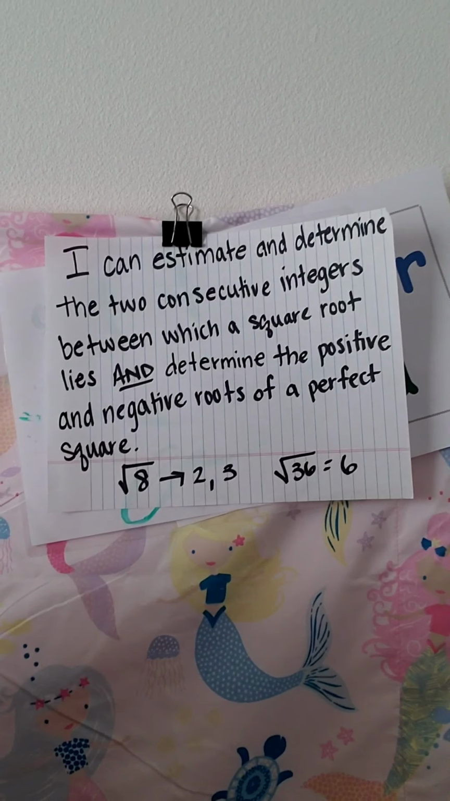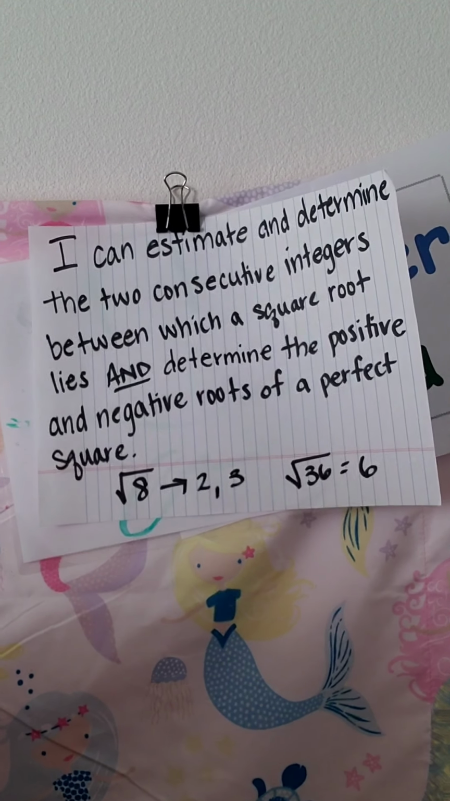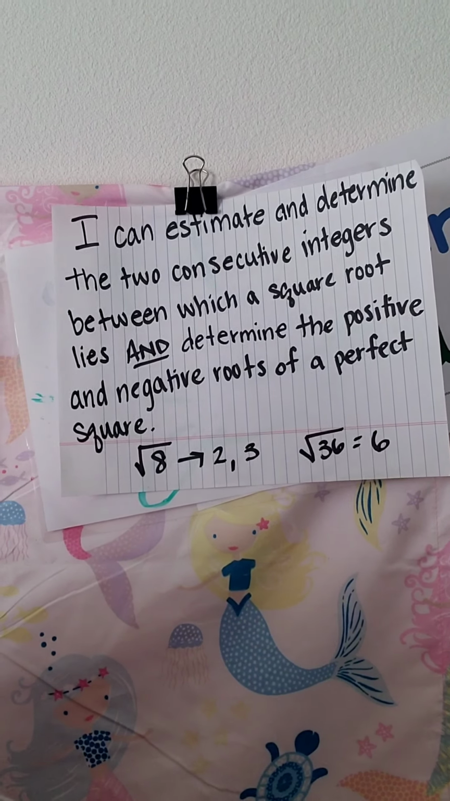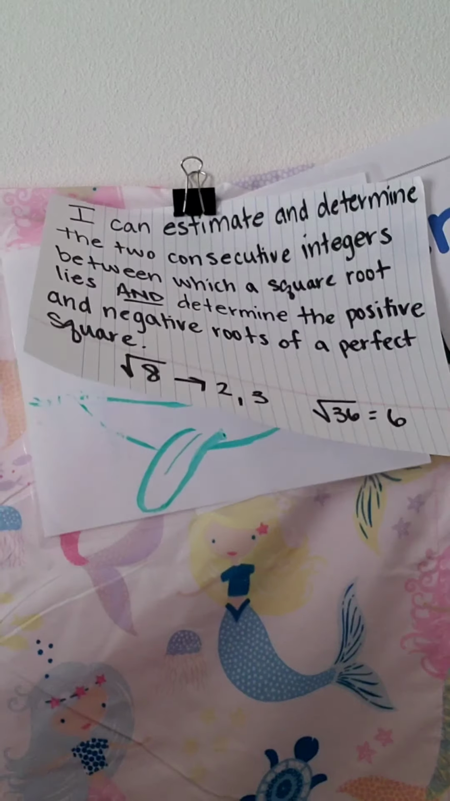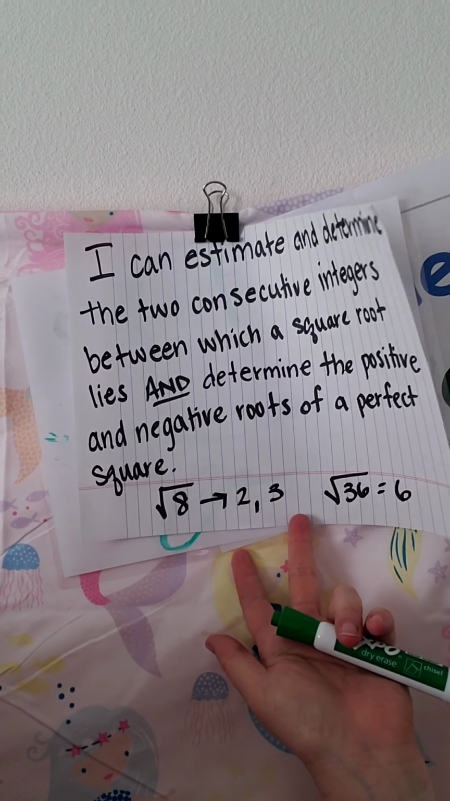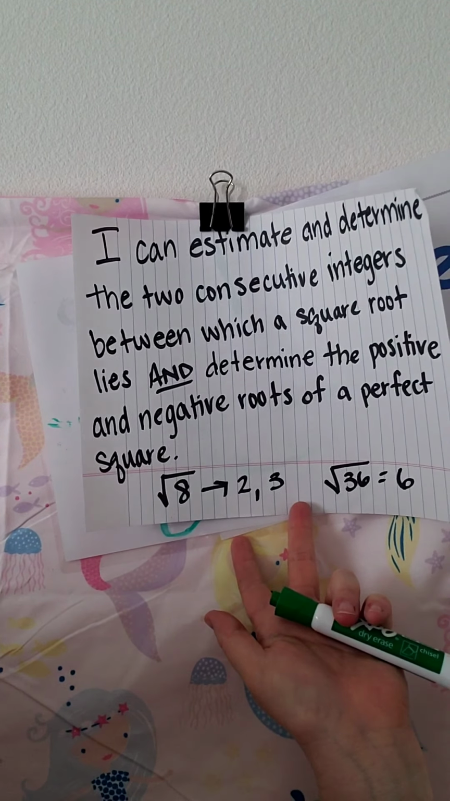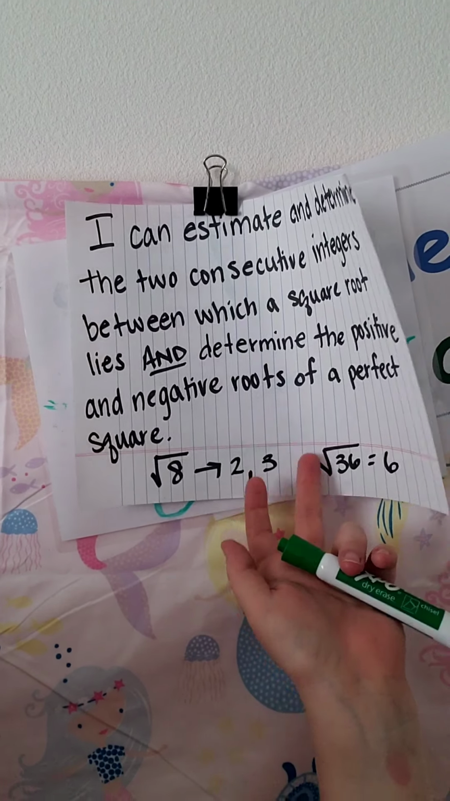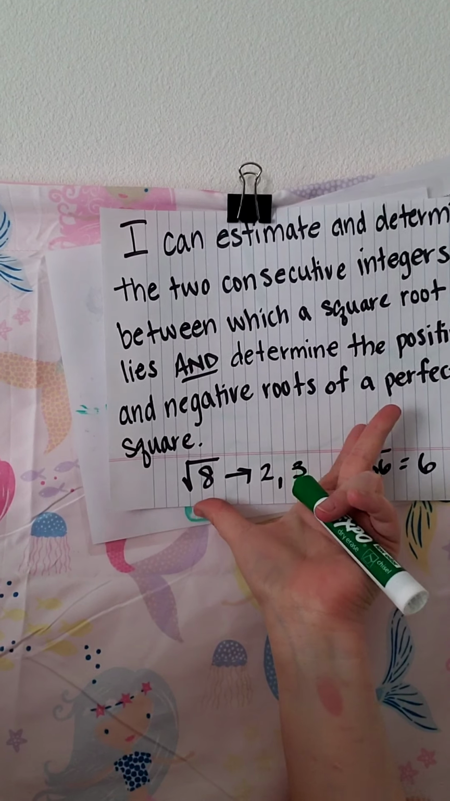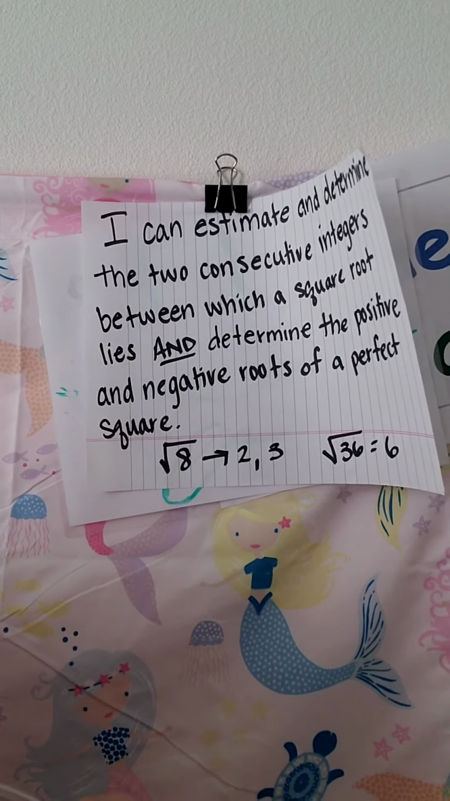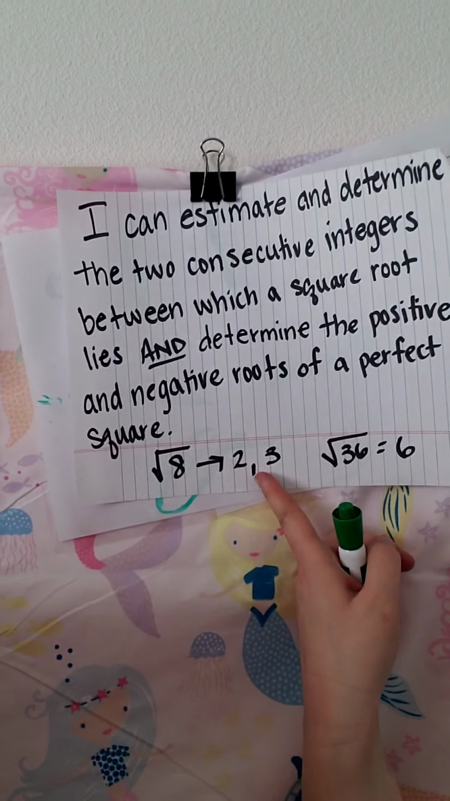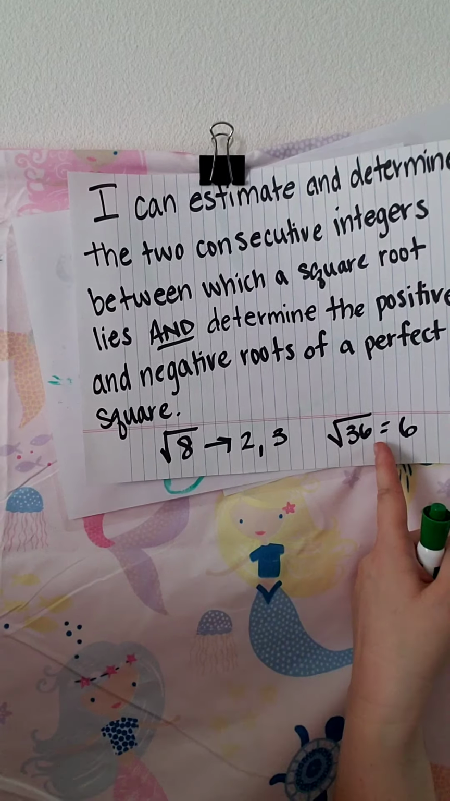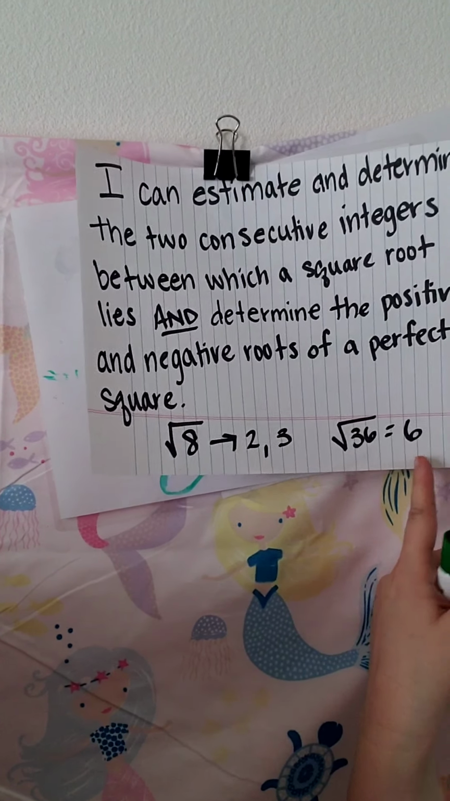Hey guys, so for today, we're going to be talking about square roots for the first part of our lesson. And our I can statement is: I can estimate and determine the two consecutive integers between which a square root lies and determine the positive and negative roots of a perfect square. Okay, so I put a couple examples. The square root of 8 would fall between 2 and 3, and then the square root of 36 is 6.